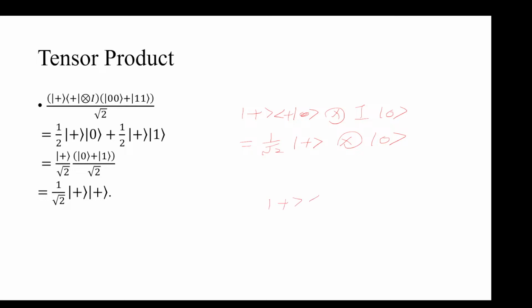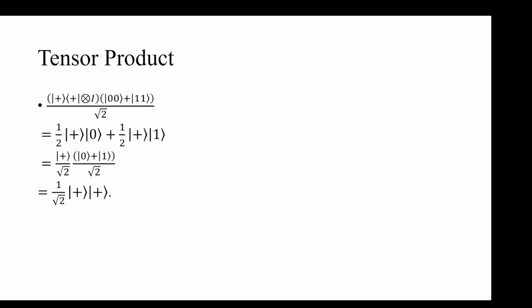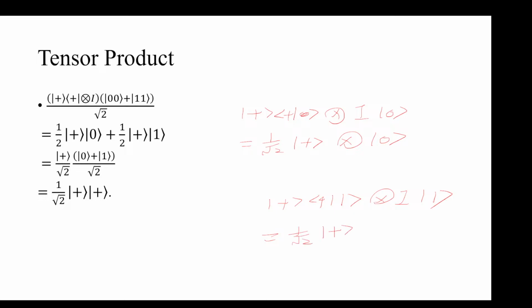Similarly, for the second term, we have the plus projector tensor identity acting on 1, 1. So we just have plus times the inner product of plus and 1, tensor identity acting on 1. Once again the inner product between plus and 1 is 1 over square root 2, so this is 1 over square root 2 times plus, and the identity acting on 1 is just 1 again.